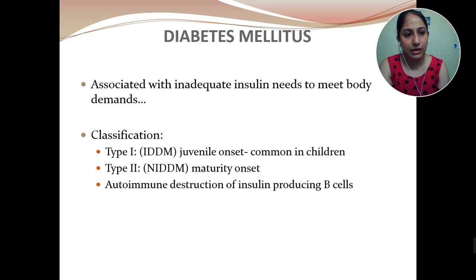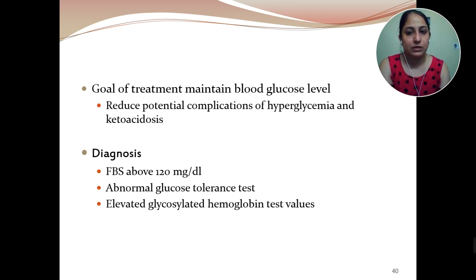Classification, it can be classified as type 1 and type 2. Type 1 is insulin dependent diabetes mellitus. Type 2 is non-insulin dependent diabetes mellitus, which has got a maturity onset. Autoimmune is destruction of insulin producing beta cells. So the most common in children is type 1 diabetes. The goal of treatment is to maintain that glucose level and reduce potential complications of hyperglycemia and ketoacidosis.